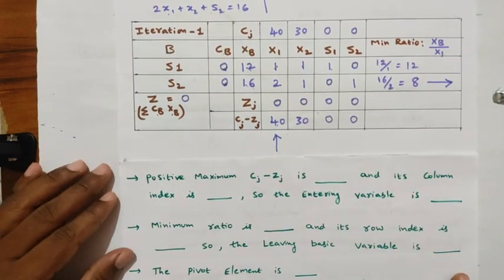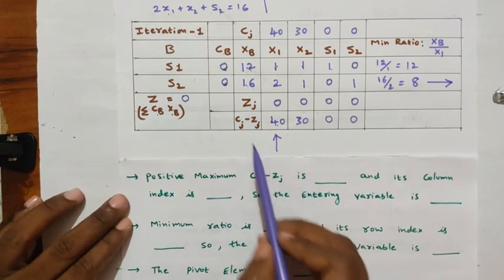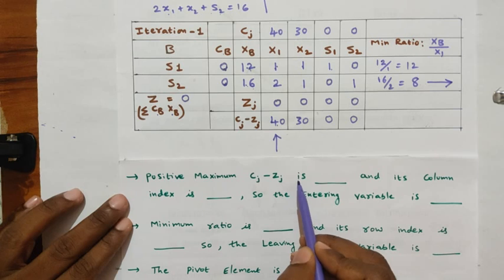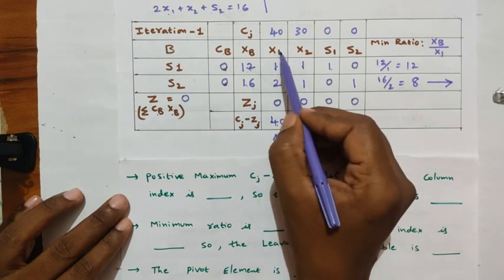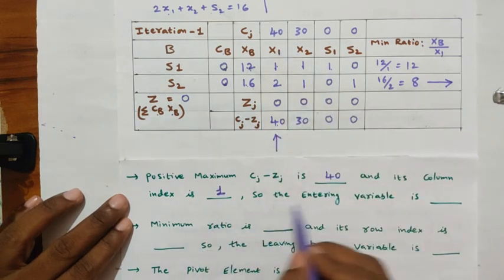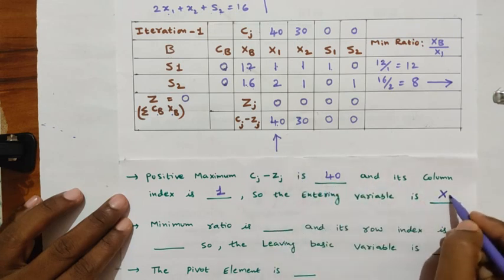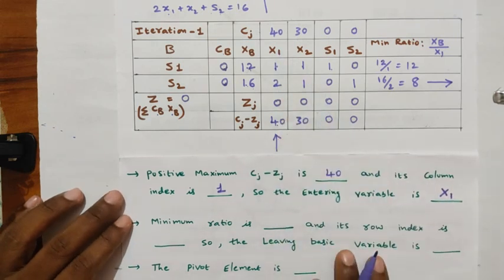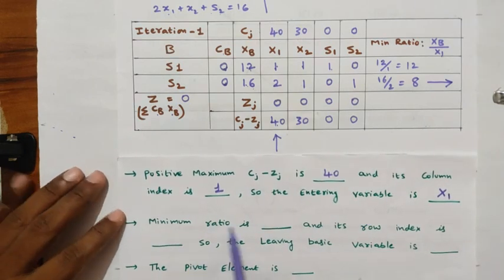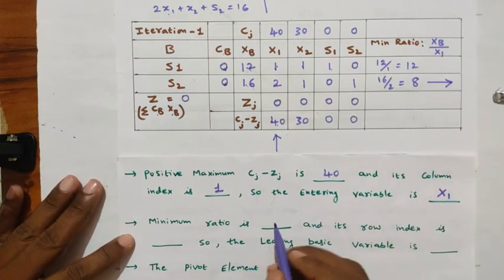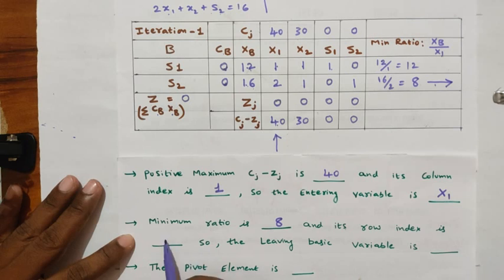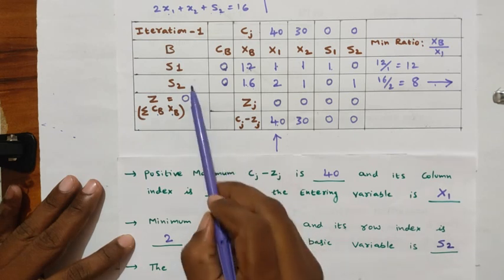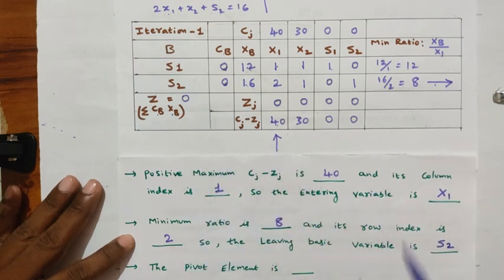If you observe here, the positive maximum of Cj minus Zj is 40, and its column index is 1. So the entering variable is x1. And the next one is the minimum ratio. Here you can see the minimum ratio is 8, and its row index is 2. So the leaving basic variable is S2.